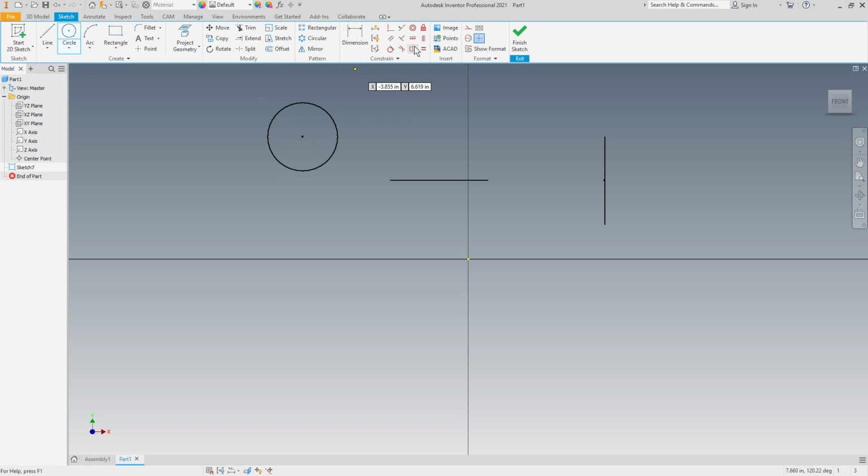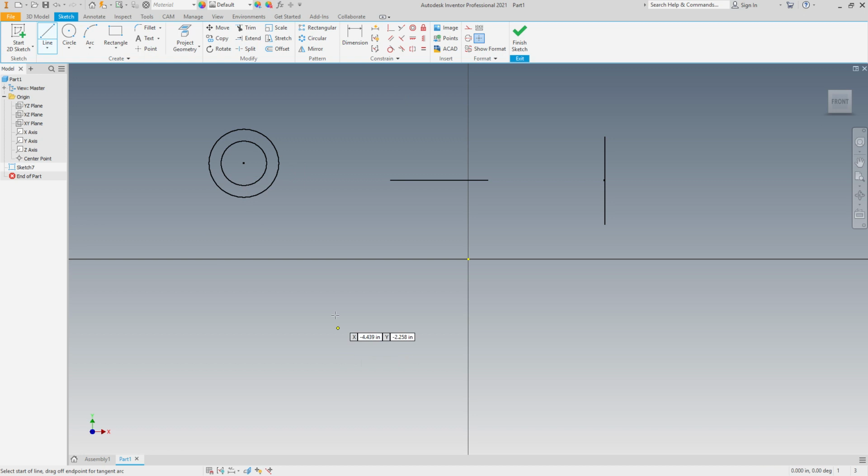Circle. Let's say I have two circles. I can use this constraint called concentric. I can apply it to these two circles so that they are sharing the same center.